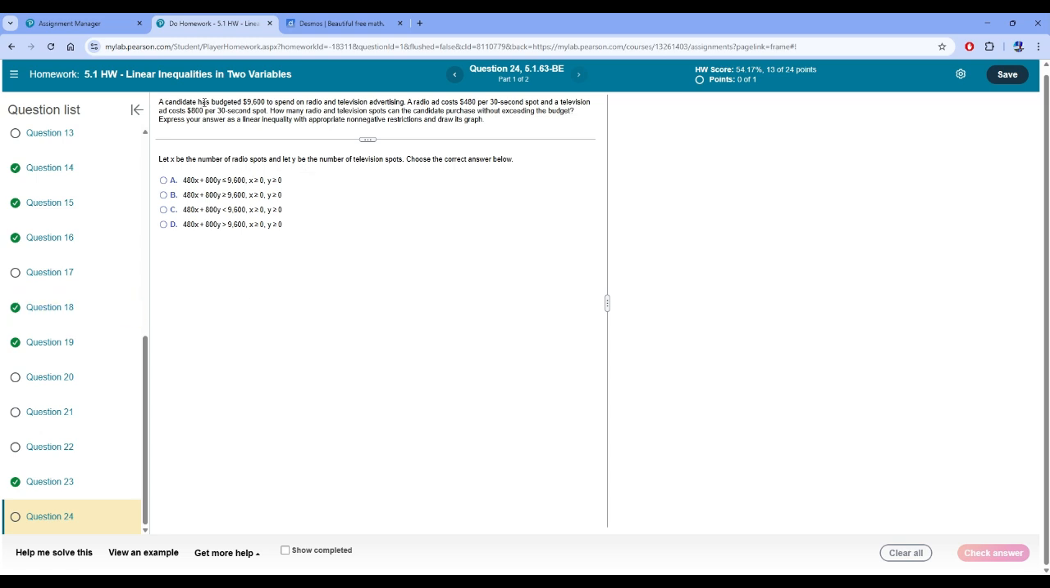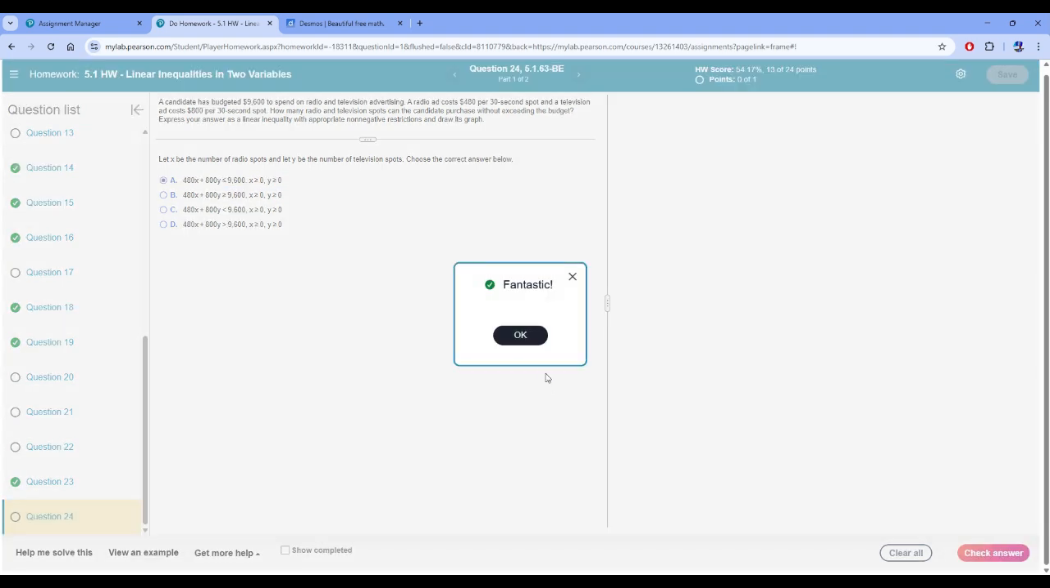All right, last question. A candidate has a budget to spend on that. So $9,600 is the max that you can spend. Radio costs $480 for 30 seconds, and a TV spot costs $800. How many? Okay, so it's 480x plus 800y is less than or equal to 9,600.